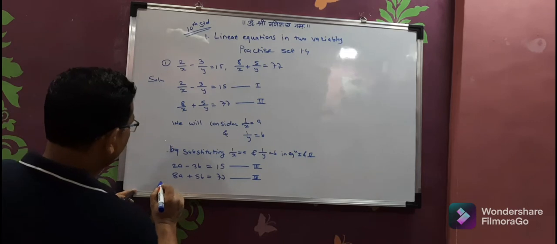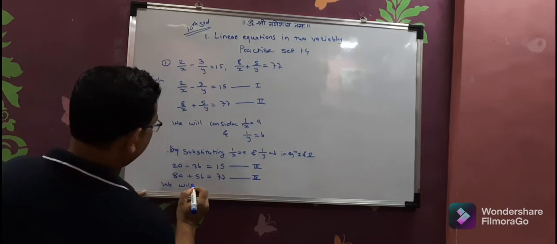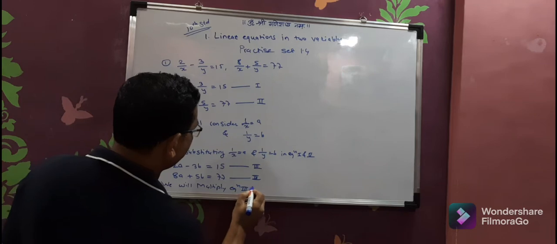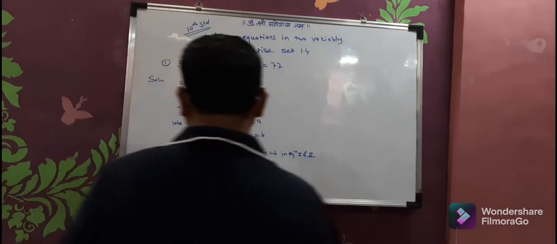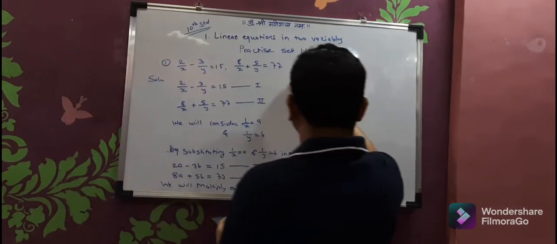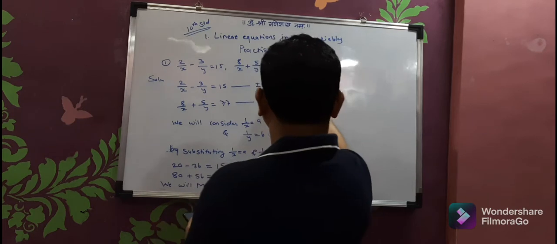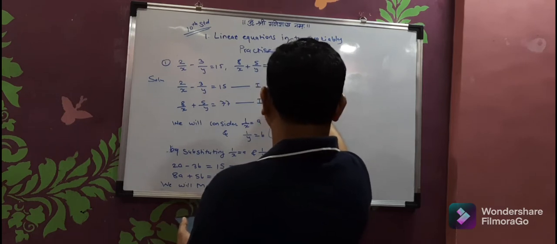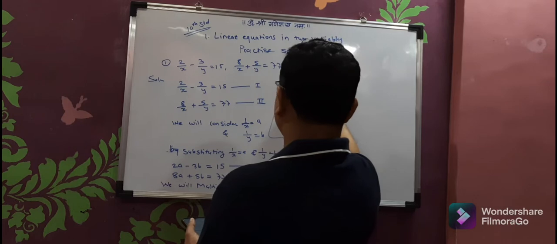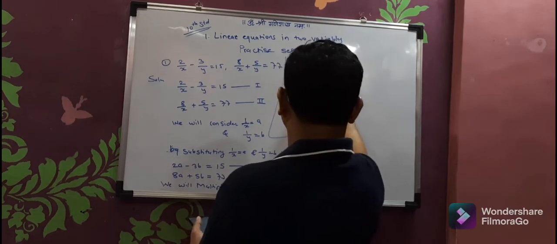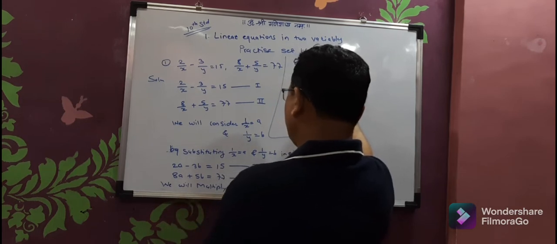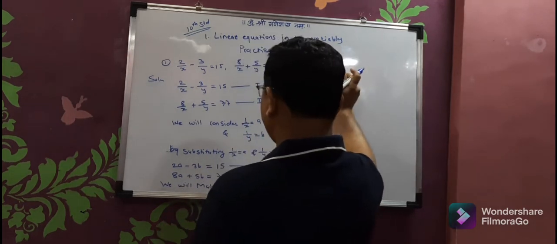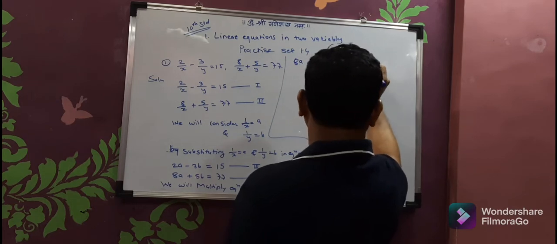So we will multiply equation 3 by 4. What will the equation become? It will become 8a - 12b = 60. This equation will become equation 5.